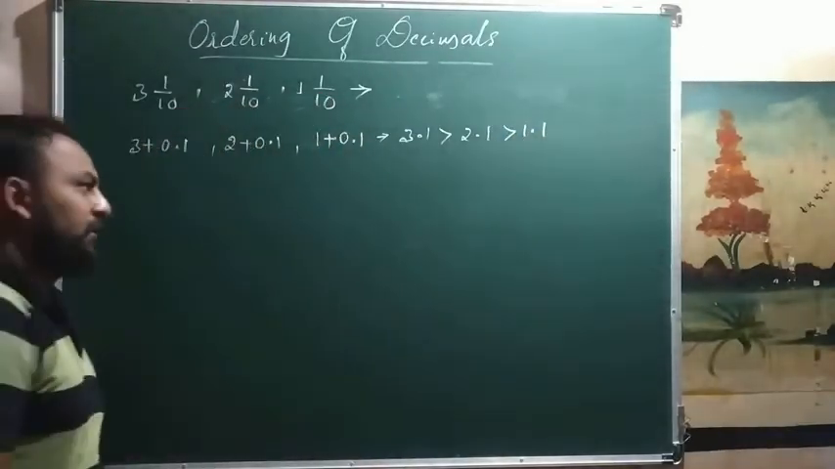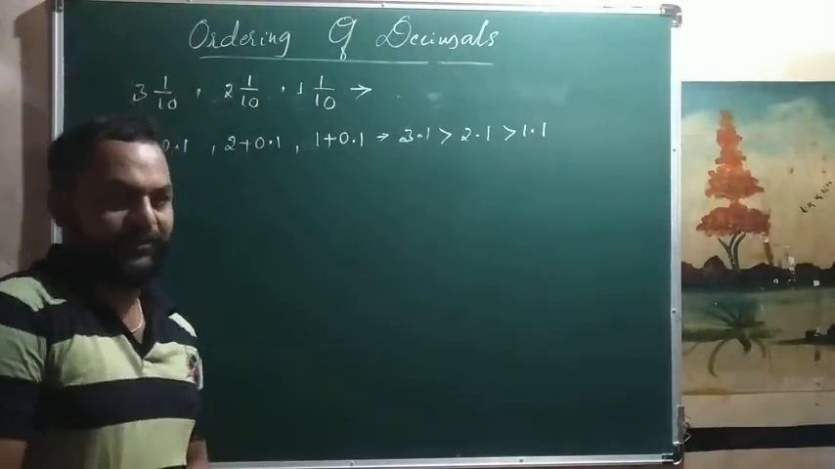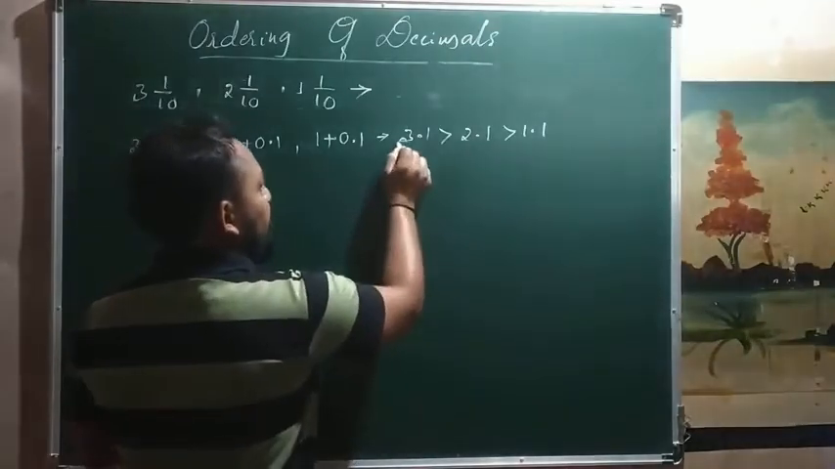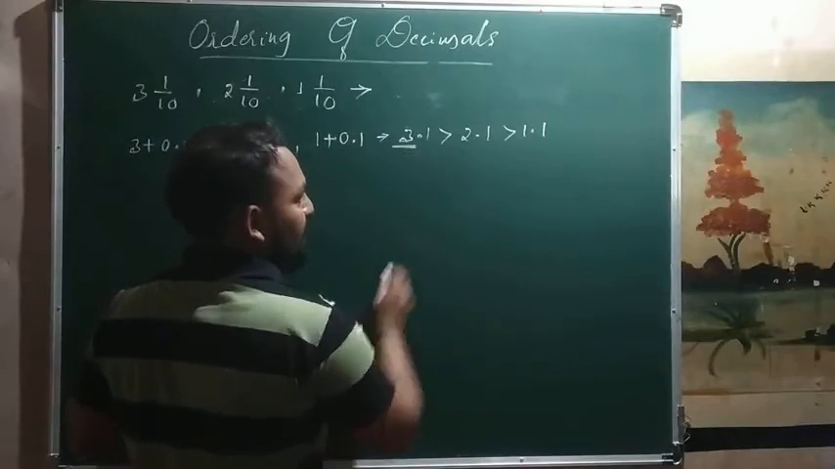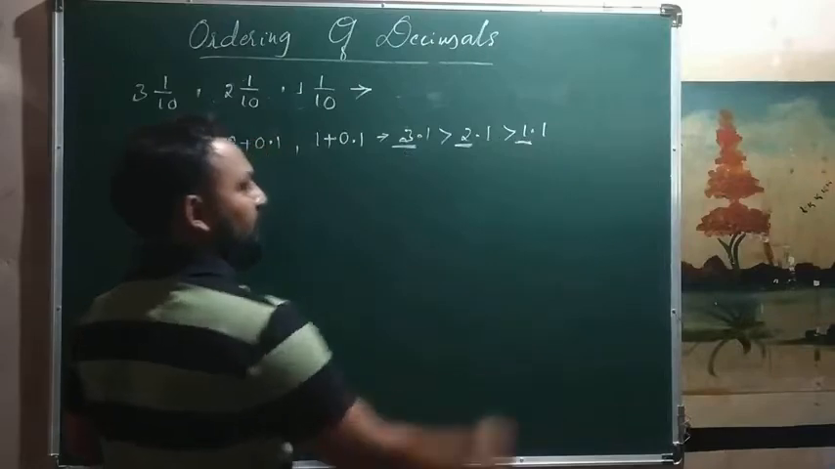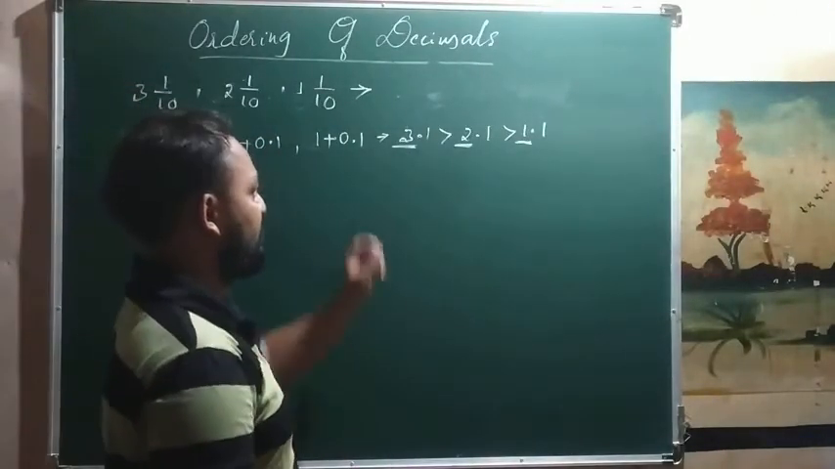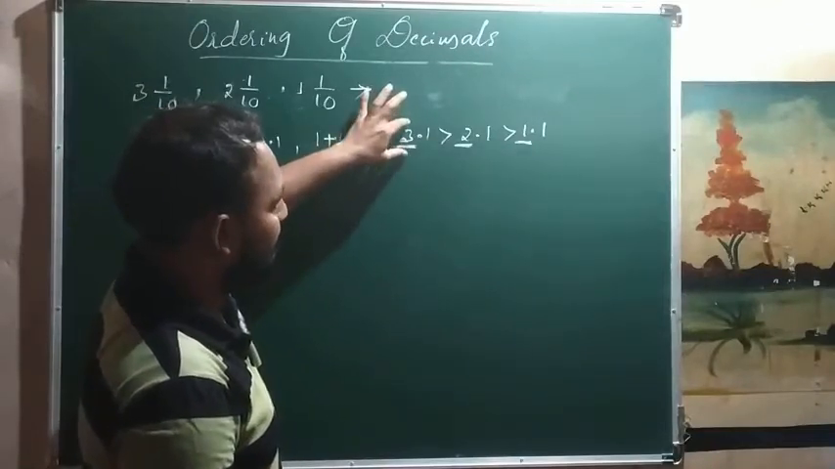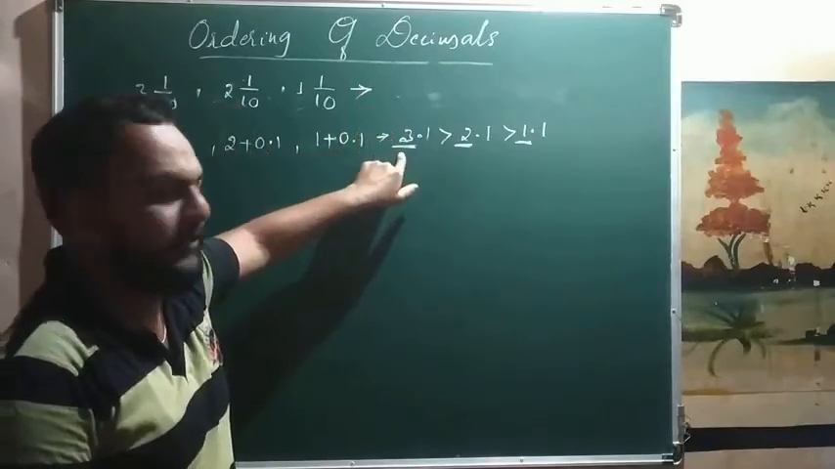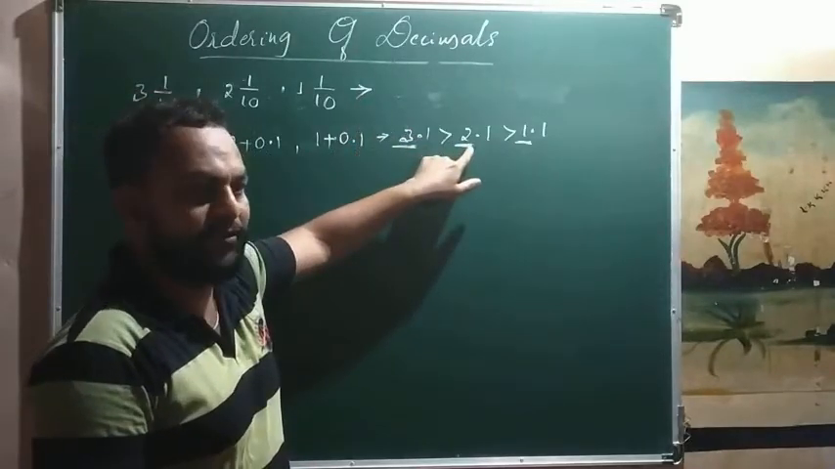First we compare the whole number portion. The first number's whole number portion is 3, the second number's whole number portion is 2, the third number's whole number portion is 1. Which is greater? The bigger digit of the whole number portion.